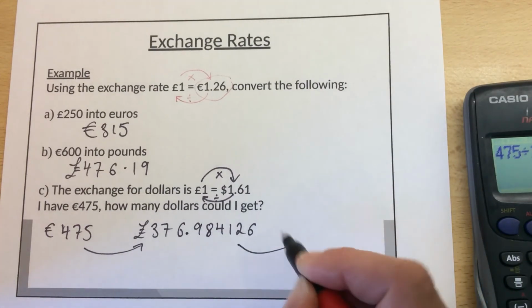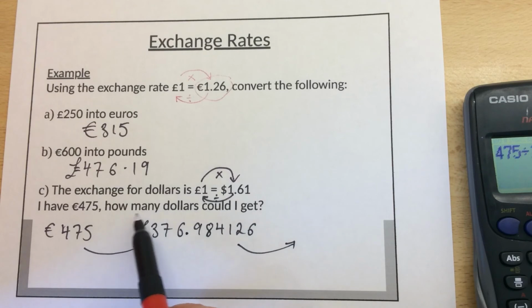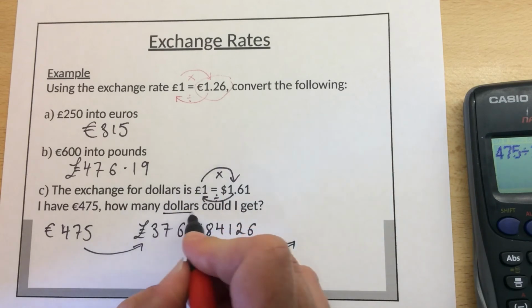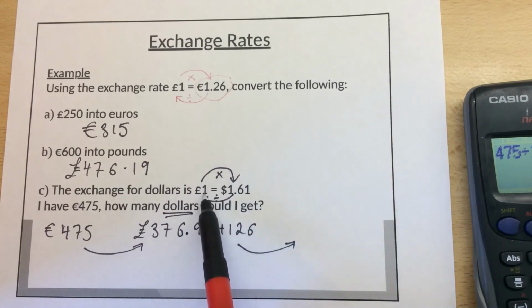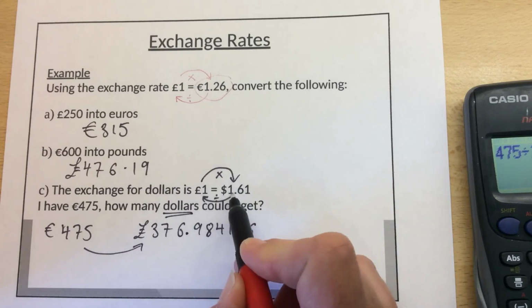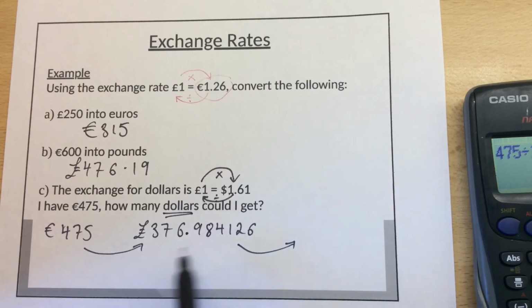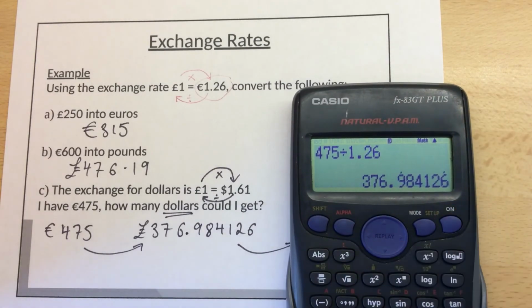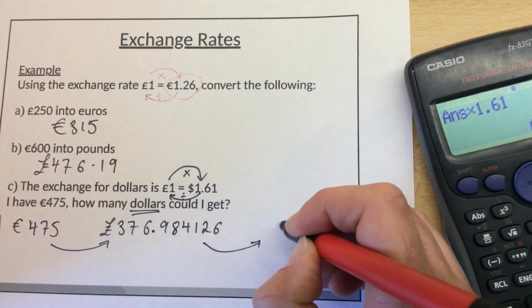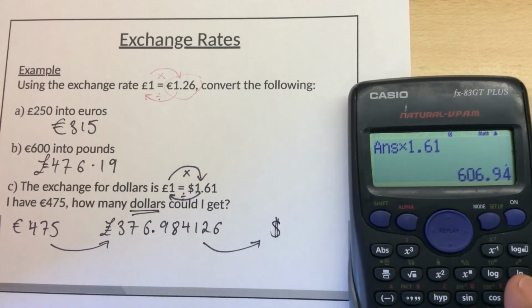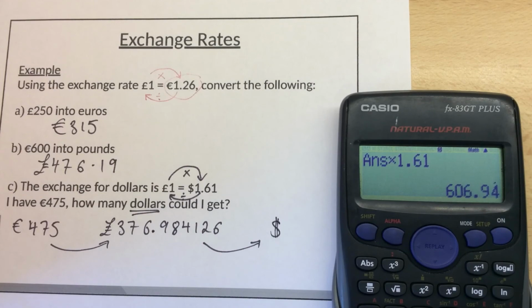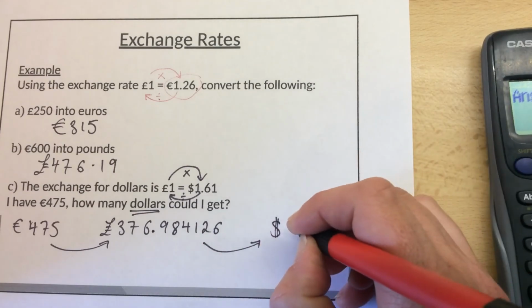Then we've got to change these pounds into dollars, because the answer has to be in dollars. And to change pounds to dollars, we multiply by this 1.61. So pounds to dollars multiplied by 1.61. So keeping that number on the calculator, I'm going to multiply by 1.61, and I get this answer here. So I'm using my dollar sign, $606.94.